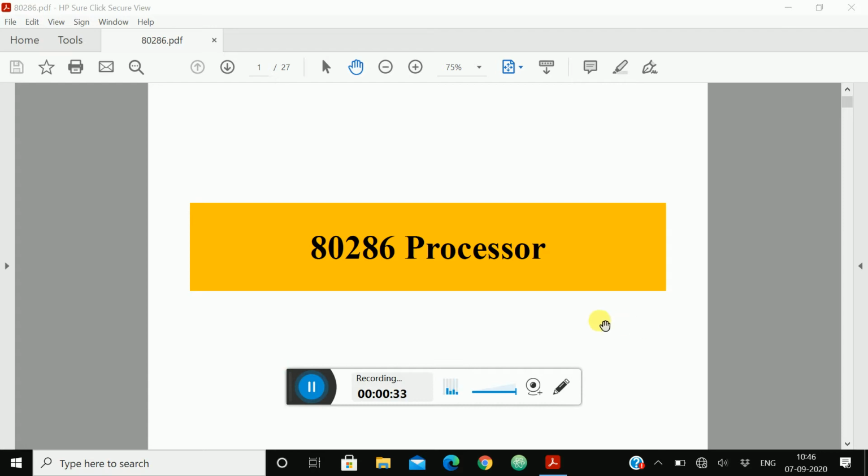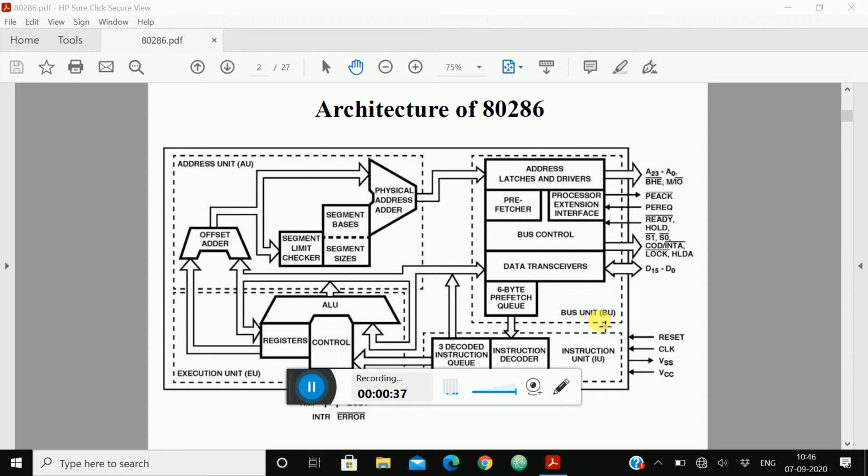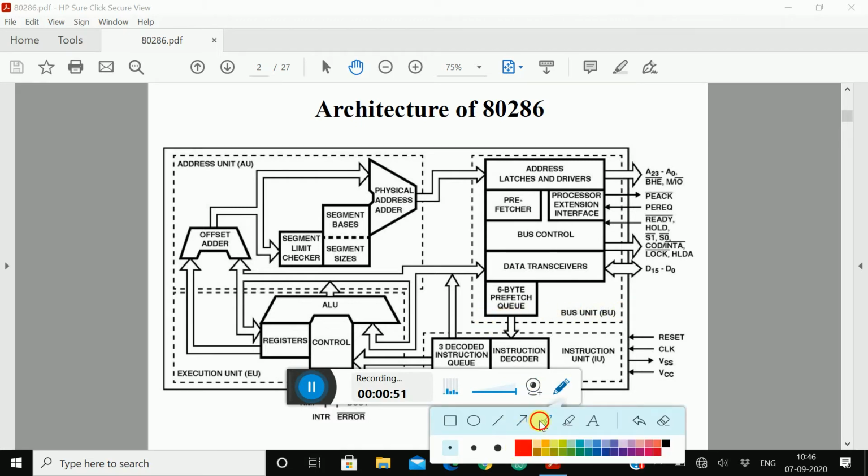Now let's start with the architecture part. So here comes the architecture, as 80286 is a higher level processor of 8086. Some of the things are very similar to 8086 but some other things are new. So we'll be seeing all the things. Let me select the marker.